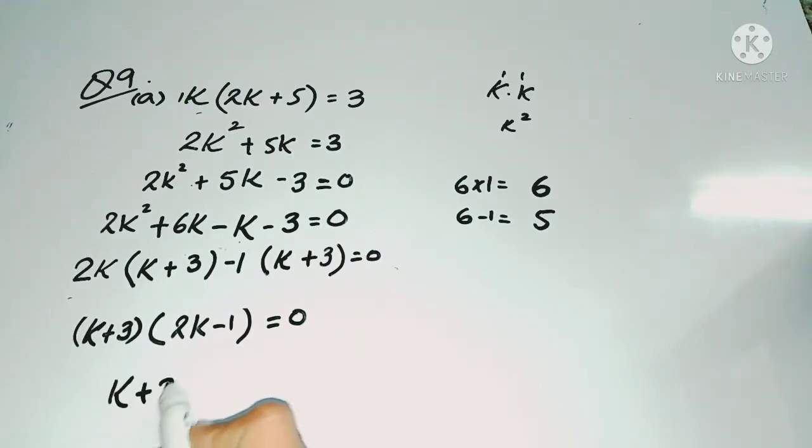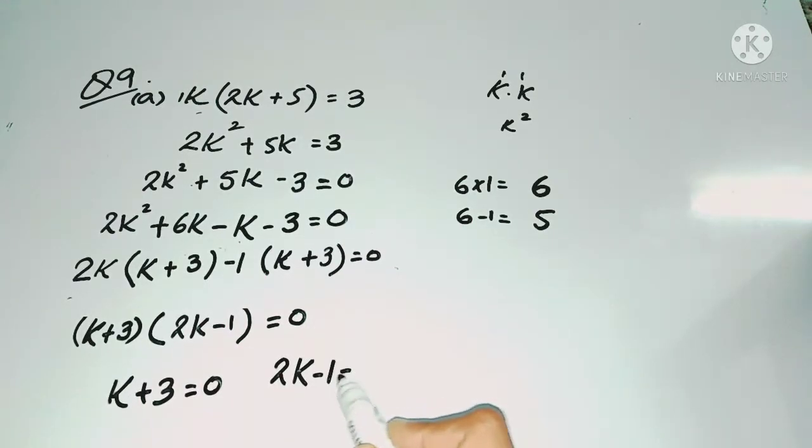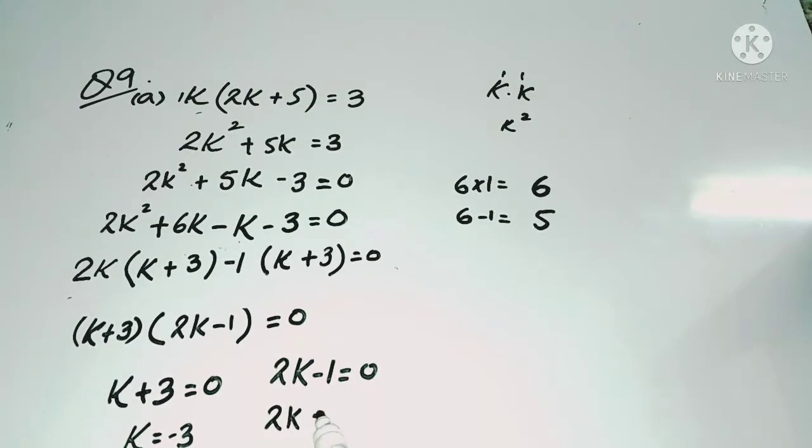So k plus 3 is equal to 0, and 2k minus 1 is equal to 0. From here, in k plus 3, the 3 is adding over here, but it will go to that side. It will be subtracted from 0 and it will become k is equal to minus 3. And from here, this 1 is subtracting over here. It will go to that side. It will be added in 0 and it will become 2k is equal to 1.